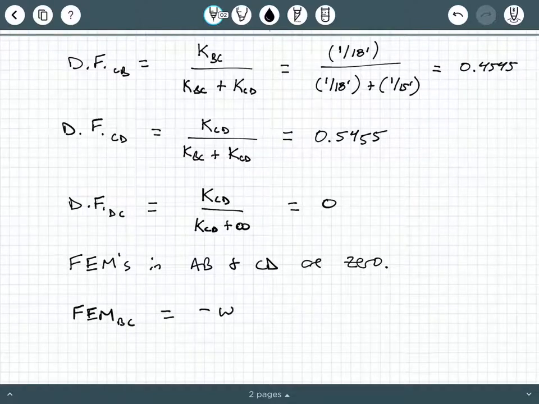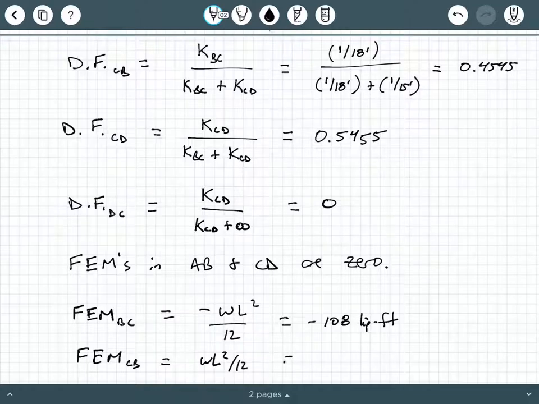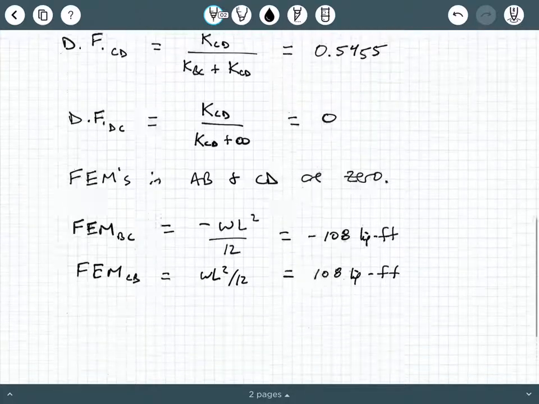So FEM BC is going to be negative WL squared over 12, all right? And when you punch that through, let's see what we get. We get 4 KLF times 18 squared over 12. So I get negative 108 kip feet. And then the fixed end moment on the other side of that span, CB, is just positive WL squared over 12. So that's positive 108 kip feet.